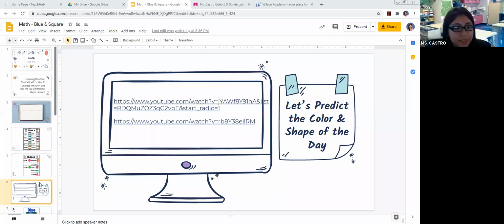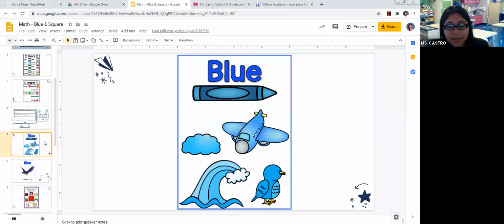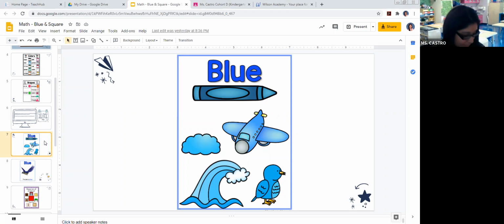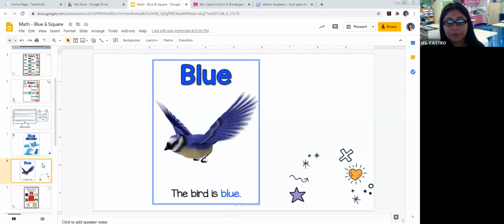All right. So let's go over some things that can be the color blue. Blue crayon, blue airplane, blue cloud, a blue wave from the water, and a blue bird. So these are just some objects that can be the color blue. And then here we have a real life bluebird. And the sentence says, the bird is blue. And they even made the word blue, the color blue, right?